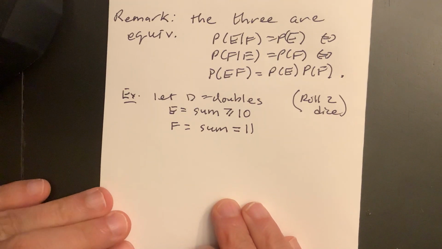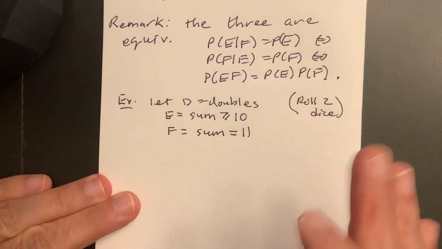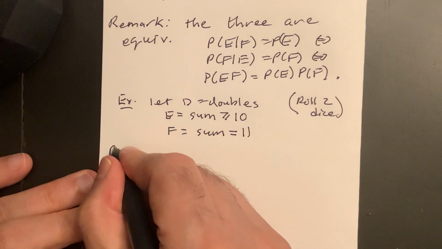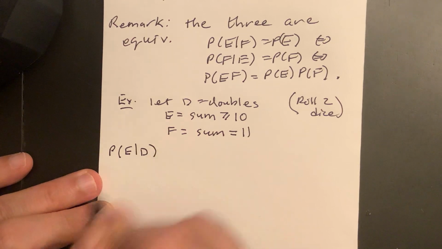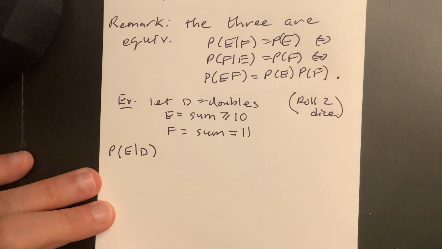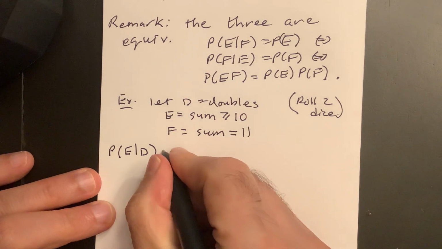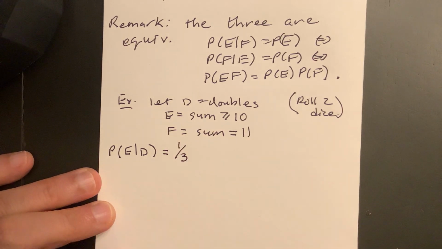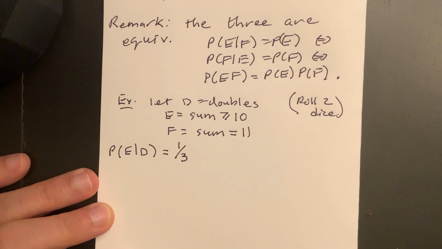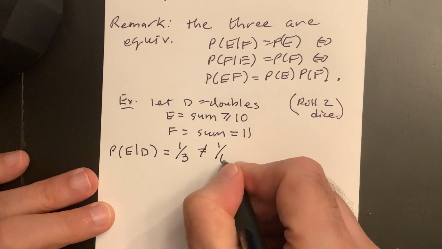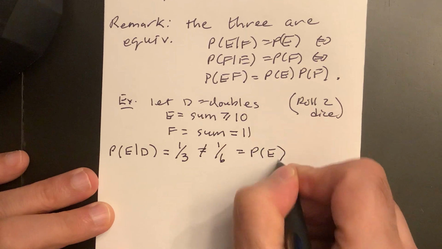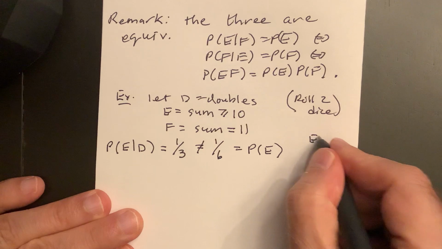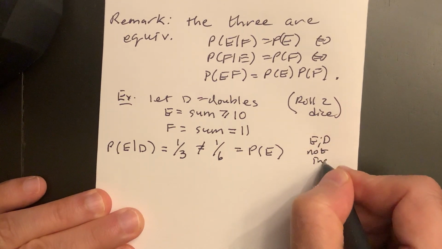We can check these for independence using any of the results. I don't know ahead of time if any of these are independent. So let's try P(E given D). If I'm given doubles, what's the probability the sum is greater than or equal to 10? You can see without doing it that this is a third, because I have six doubles and for two of them the sum is at least 10. So I have 2/6, a third. Now, what is the probability of E? I don't think it's a third. The probability of E is 6/36, which is 1/6. So E and D are not independent, or you can write dependent.